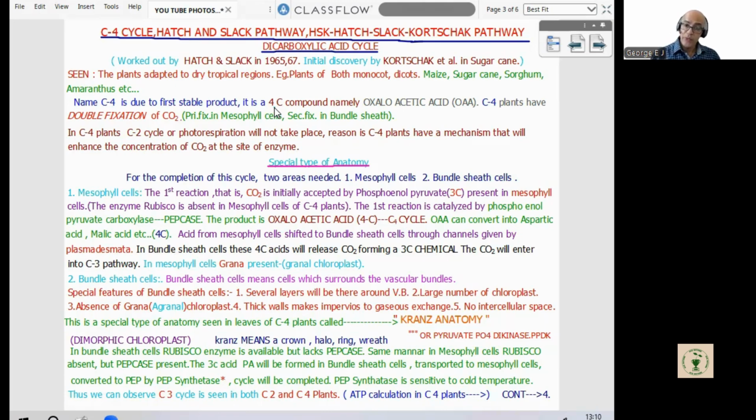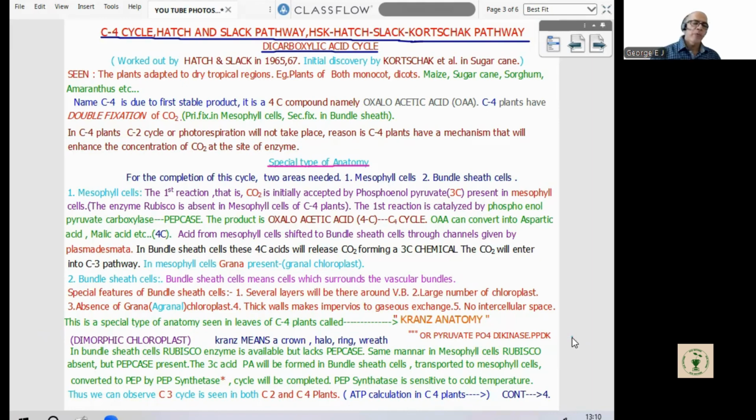And C4 plants have double fixation. Carbon dioxide will be fixed 2 times. One is primary fixation in mesophyll cell, secondary fixation in bundle sheath cell. That is a changeover from C2 to C4. I think up to that it is clear.